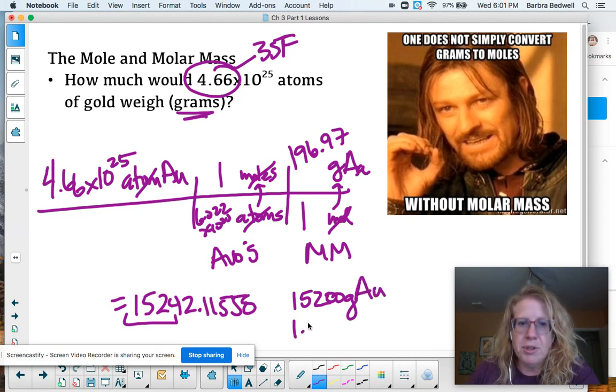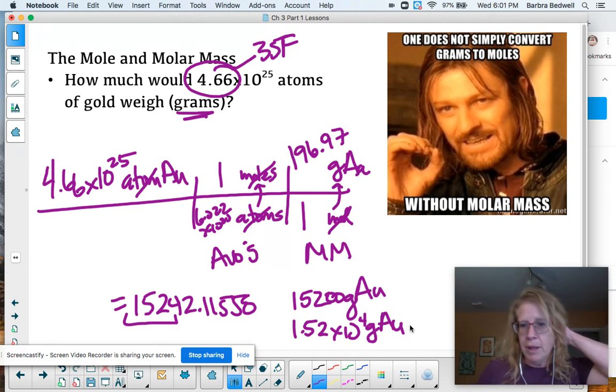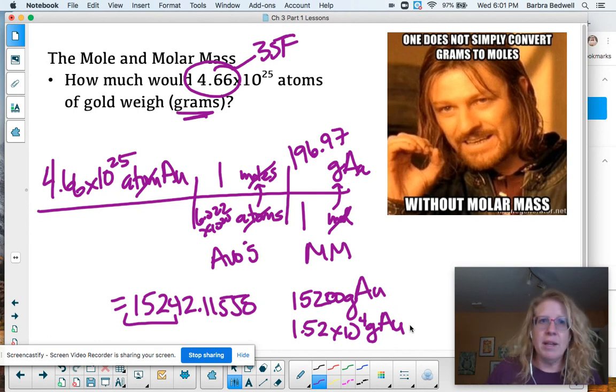That works. I can also write it in scientific notation, times 10 to the 1, 2, 3, 4, times 10 to the 4th grams of AU. You could also write it in kilograms if you wanted to. Just divide by 1,000 if you want. But again, this is how we use molar mass conversions, and Avogadro's number in some initial basic calculations.